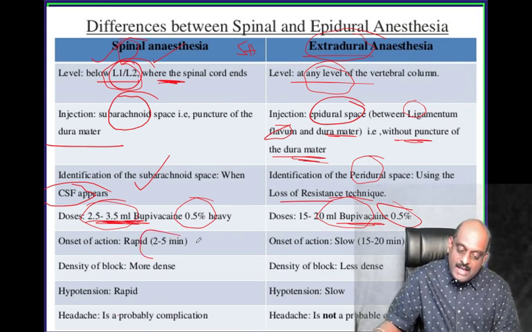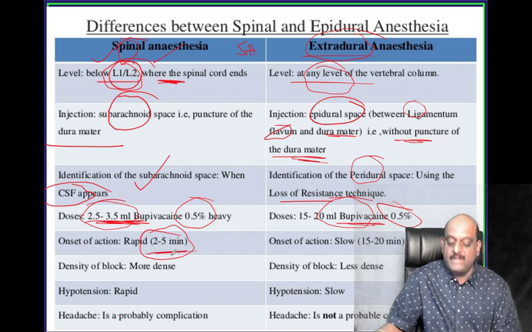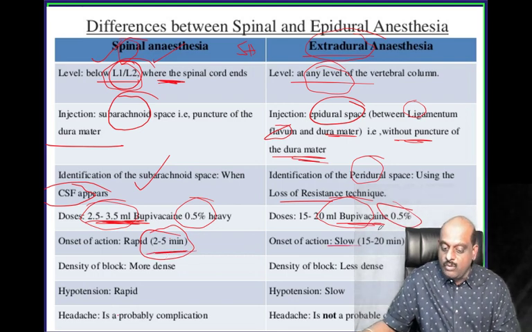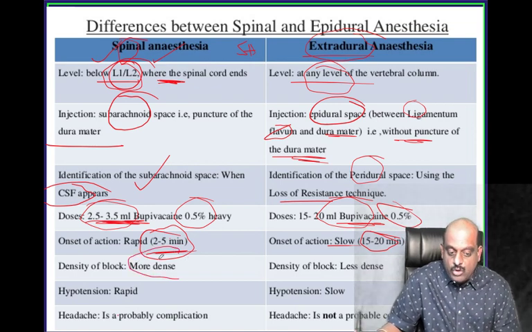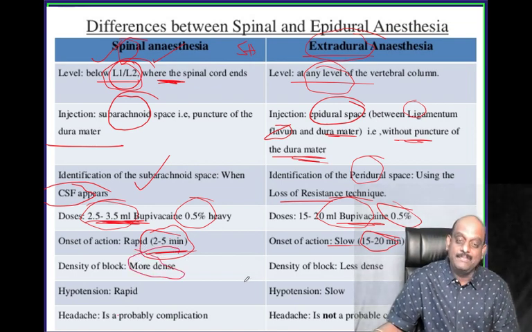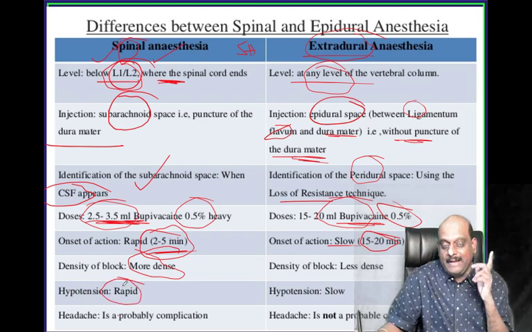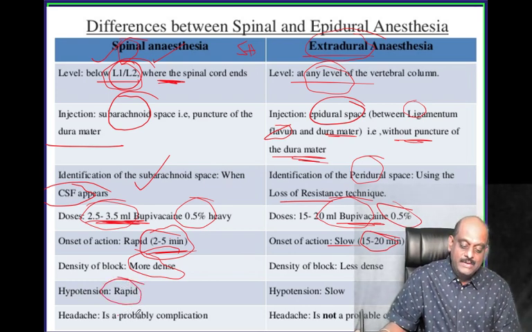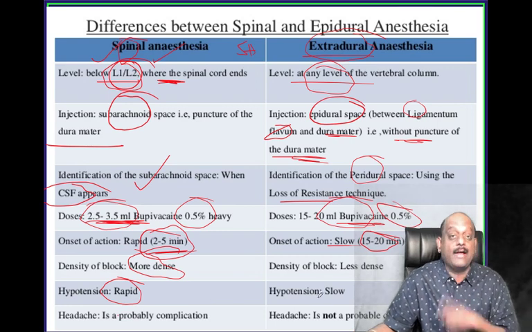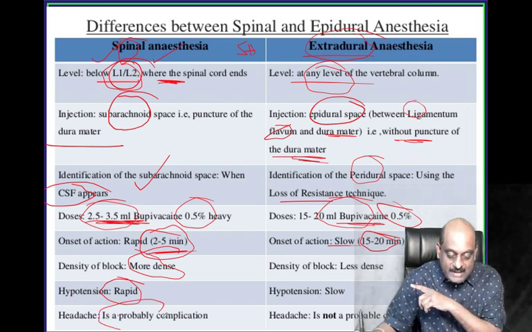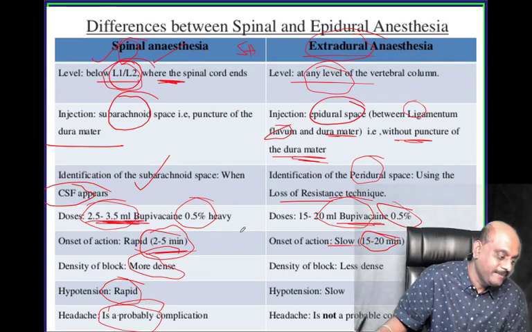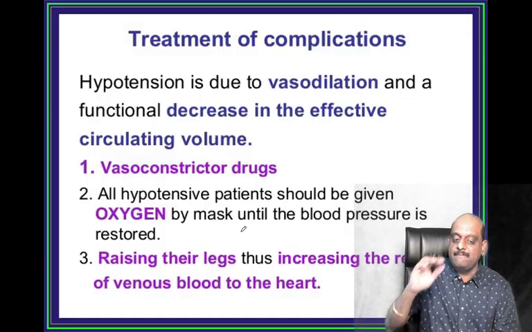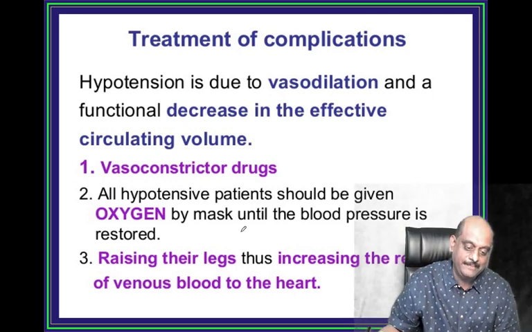Spinal anesthesia is rapid, 2 to 5 minutes, whereas epidural is slow, 15 to 20 minutes. The density of the block is more dense with spinal anesthesia. Hypotension is very rapid with spinal anesthesia. And headache is not a complication of extradural, but it is a complication of spinal anesthesia. That is what you need to emphatically remember, doctor.